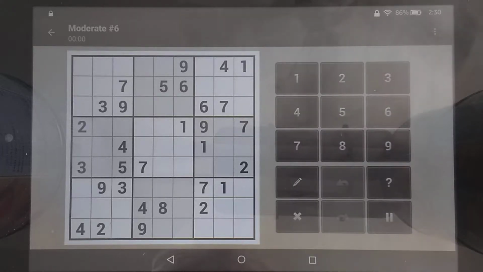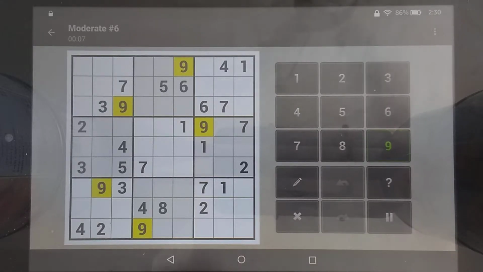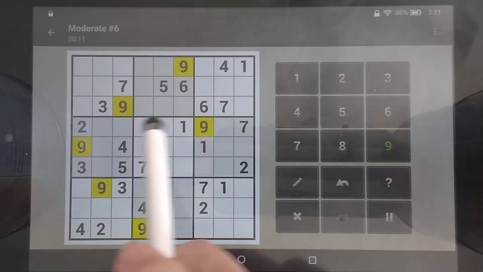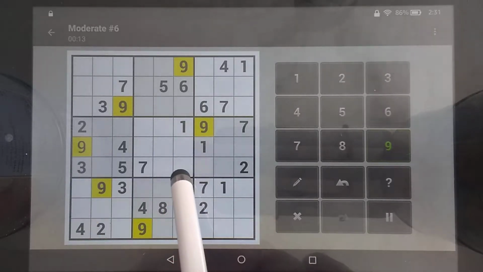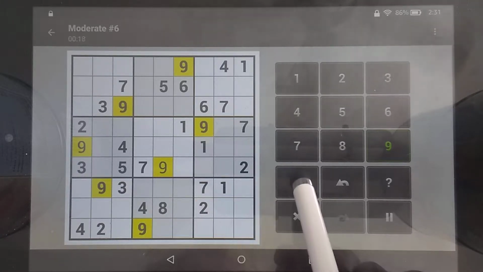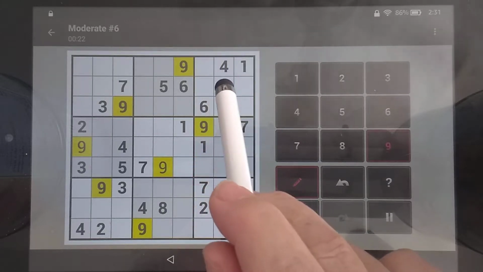Our standard Sudoku, moderate, number 6. Ooh, quite a few 9s. Look at that. Both of these columns are blocked, so there's that 9. Both of these rows are blocked, and this column, so there's that 9. Both of these rows are blocked, so this 9 has to be here or here, and this 9 has to be here or here.